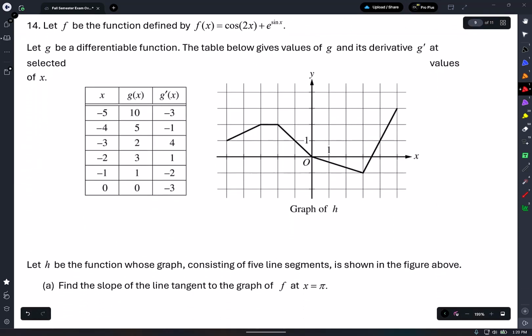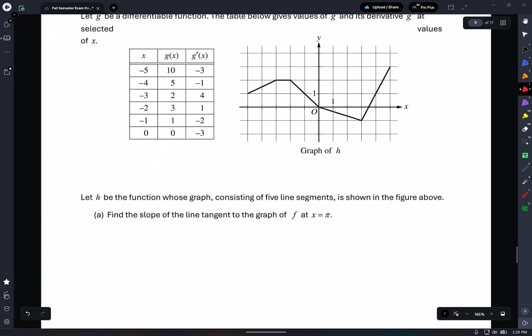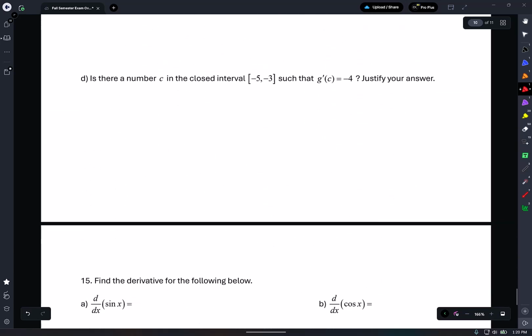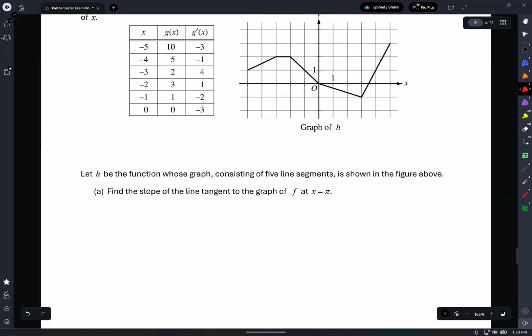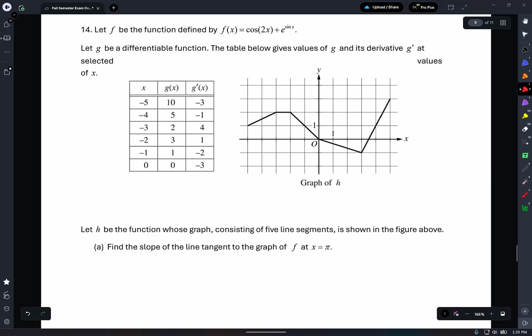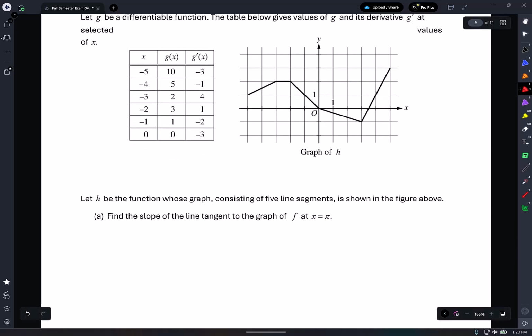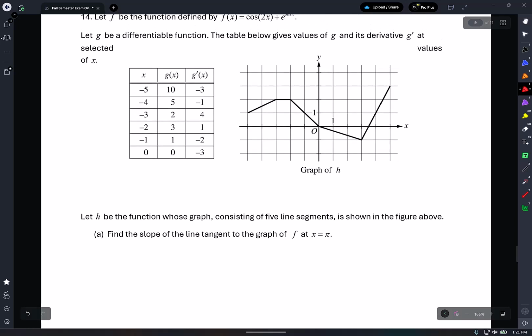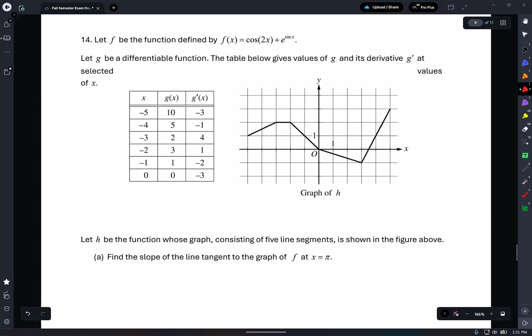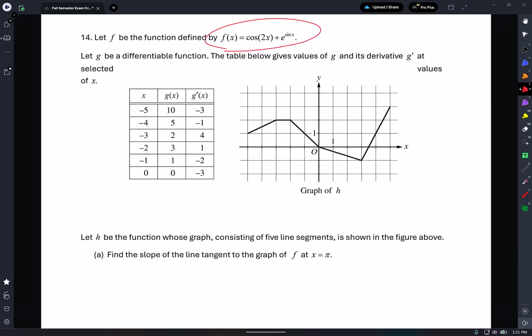Let's go to this one. I was hoping that we would kill this one because that's the one that I gave you guys on the practice one as well. And I thought I had given you guys a big hint that we're going to do this one again, but it's fine. Let's just talk about it and see what's up. Let h be the function whose graph consists of 5 line segments shown in the figure above. Find the slope of the tangent line to the graph of f at x equals pi. So I have a function f, here it is.